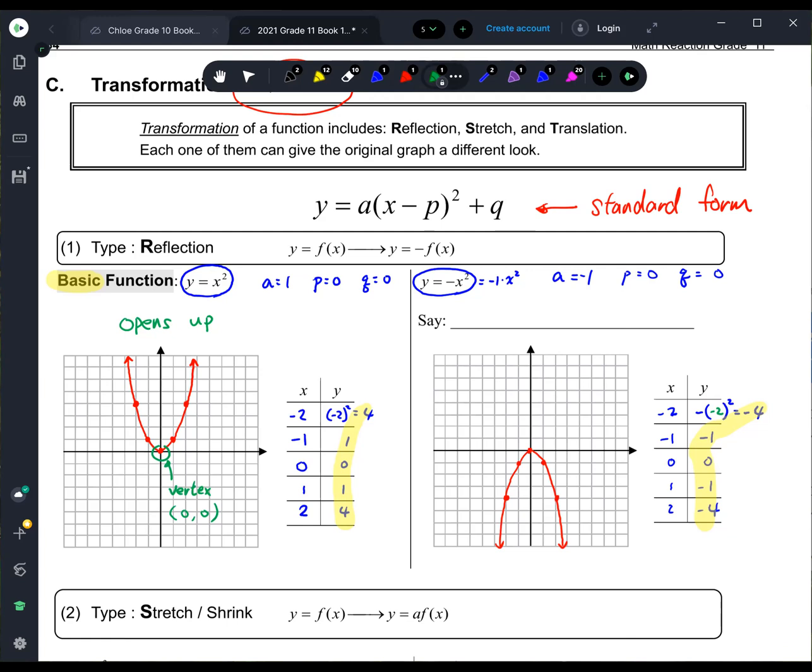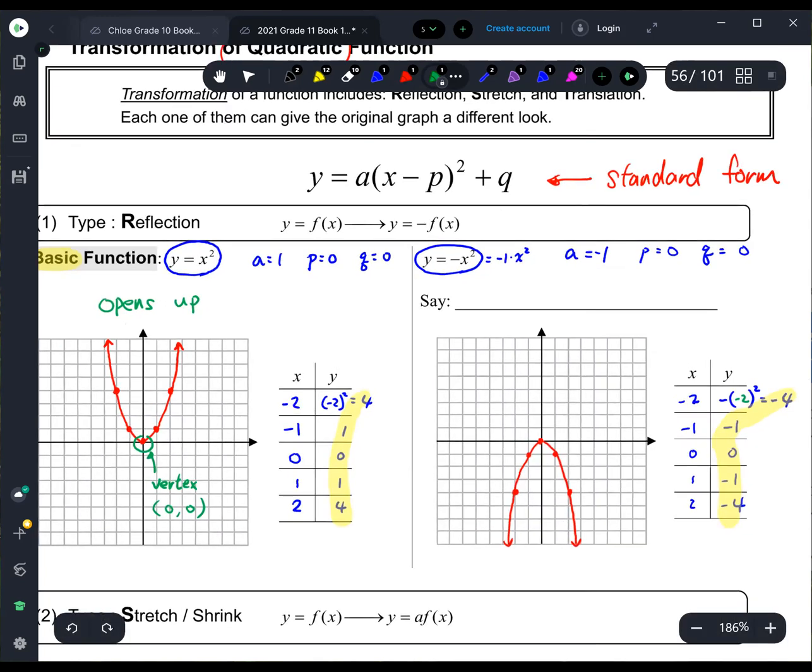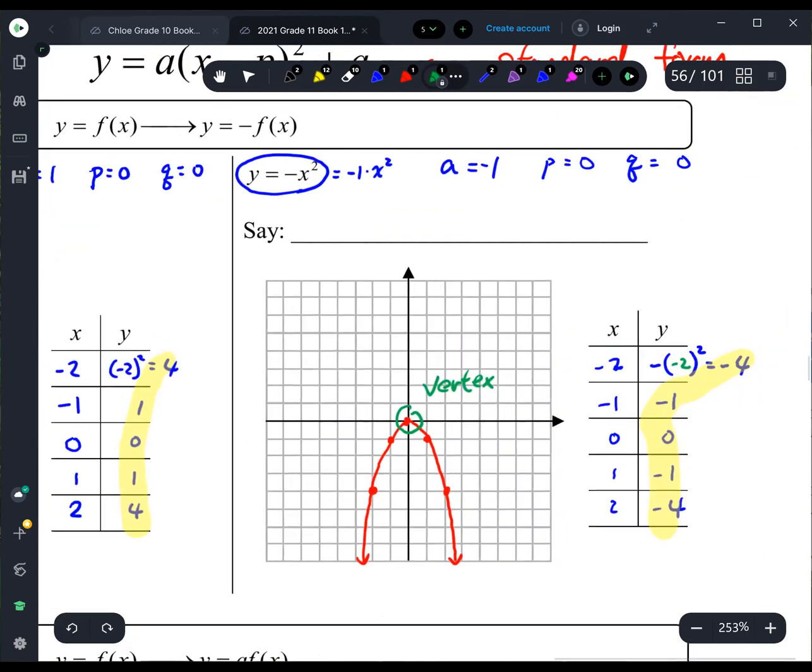So, Aaron, where is the vertex? The vertex is 0, 0. Okay, so the highest point this time, right? Where's the highest point in this graph? Yeah, it's 0, 0.